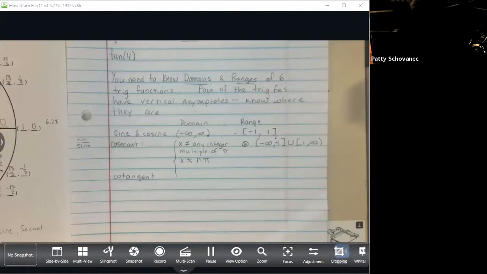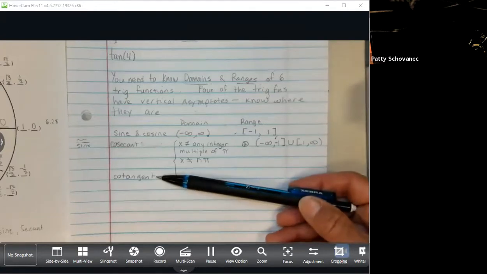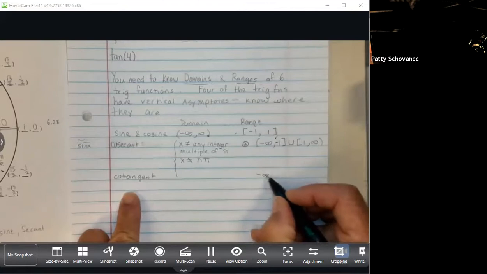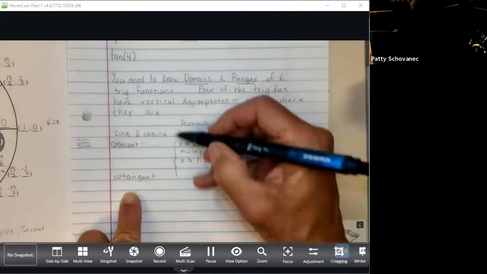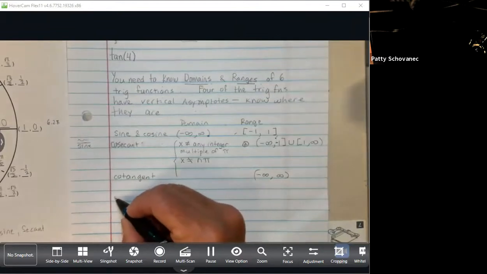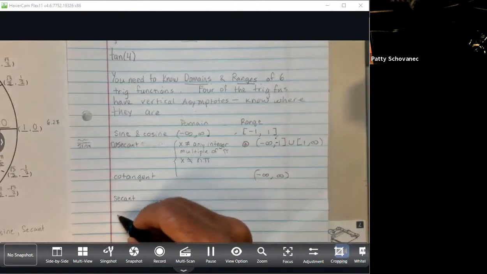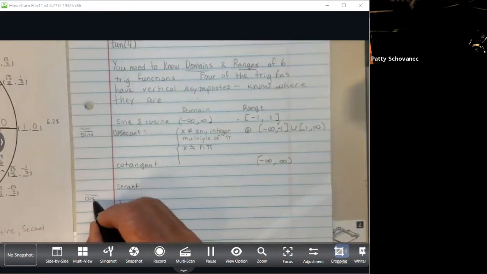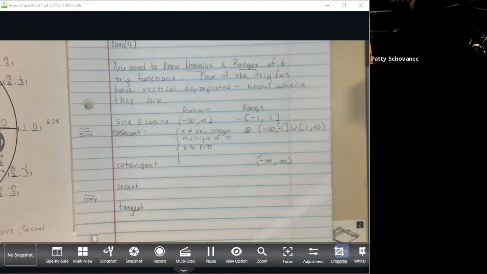And the cotangent can also equal 0 because it has a numerator that's a cosine. So cotangent will cross the x-axis wherever cosine is 0. So the cotangent has as its range all real numbers. Then the other two that are left would be the secant and the tangent. The secant and tangent both look like something over a cosine. So those will have asymptotes wherever the cosine takes on a value of 0.